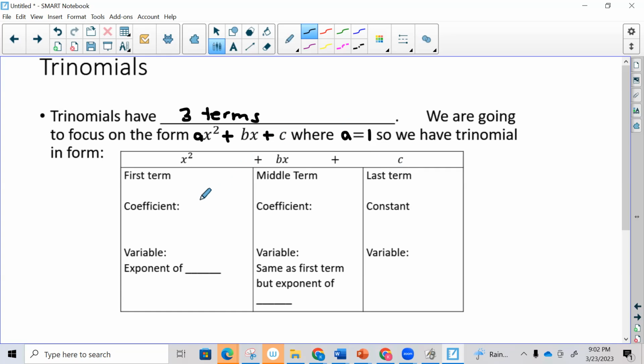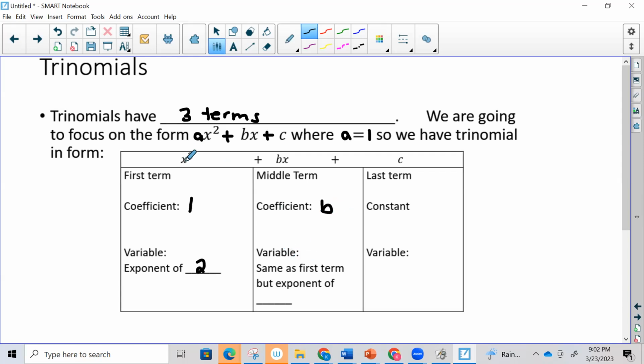So for this form, the first term is always x squared, and the coefficient, the number in front, is always a 1. And that's what we're looking for in this form. The variable has an exponent of 2. Okay, so whatever this variable is, if it's an x, it has an exponent of 2. The middle term is bx. So the coefficient is whatever the number b is. Again, b can be positive or negative.